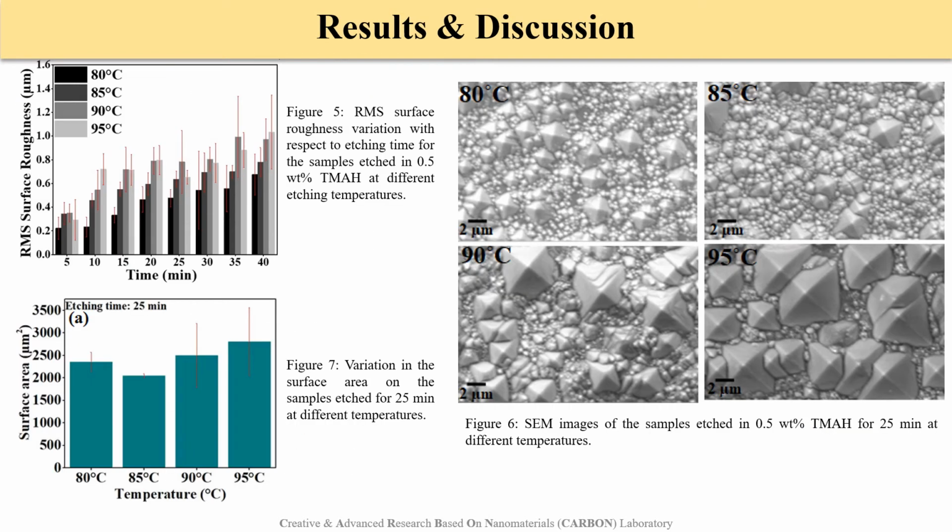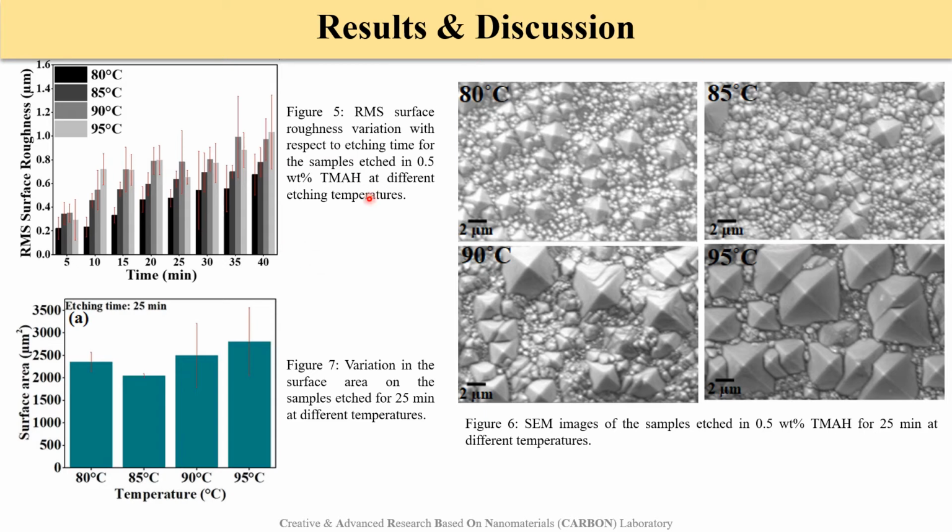Etched samples were further characterized by a 3D laser microscope and scanning electron microscope to investigate the surface roughness, uniformity and density of the micropyramidal structures so as to correlate with the optical values. The surface roughness study was done using a 3D laser microscope. Figure 5 shows RMS surface roughness variation with respect to etching temperature and time.